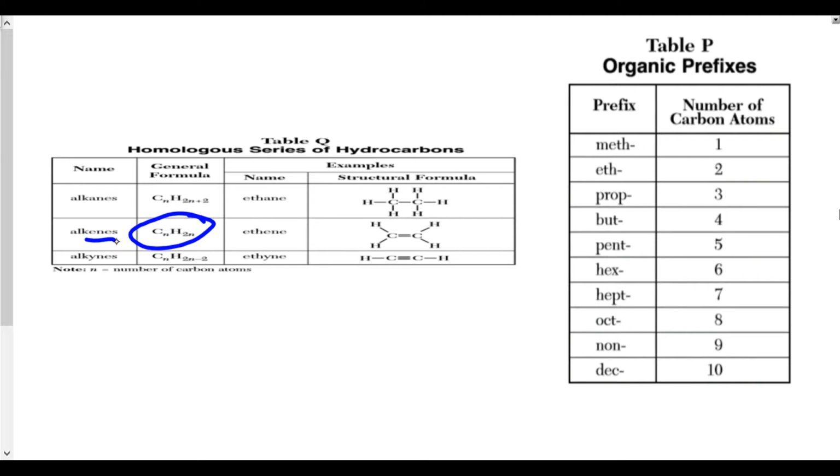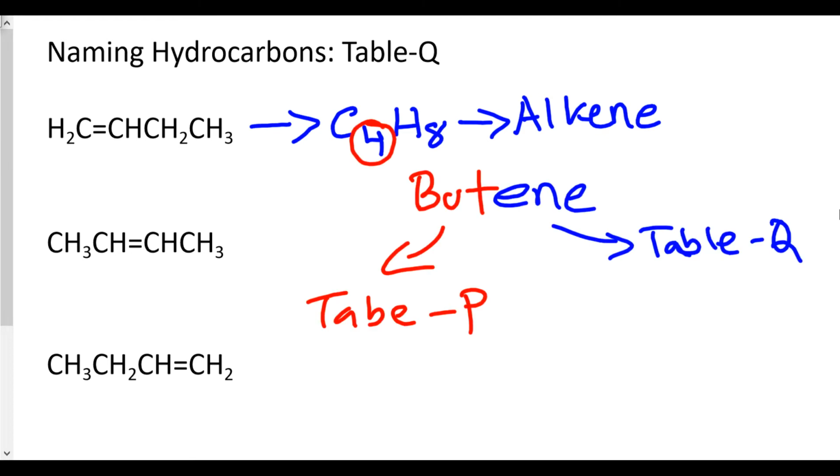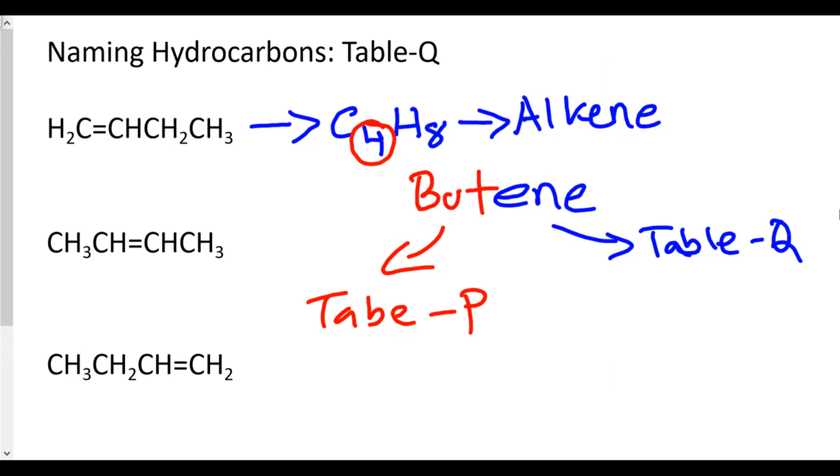would be -ene. Since you have 4 carbons in total, if you use reference table P for prefixes, the prefix for this organic compound would be but, and therefore the name would be butene, right? Again, we are going to use reference tables Q and P to identify the name of a hydrocarbon.